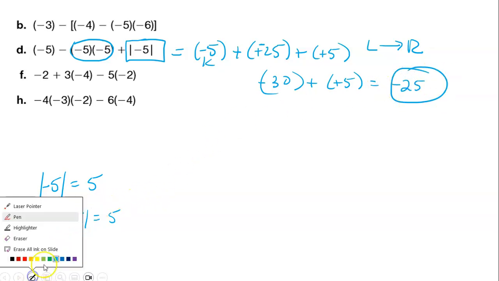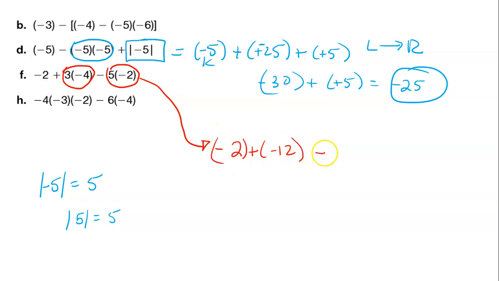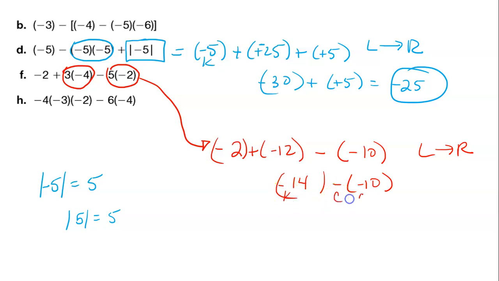Let me pick another color. Okay. So for F, I'm going to need to do these multiplication problems first. So I'm going to pull this down here. Negative 2 plus 3 times negative 4 is negative 12. Minus 5 times negative 2 is negative 10. Now I can go from left to right. Negative 2 plus negative 12 is negative 14. I have a subtraction problem, keep, change, change. So now I have negative 14 plus 10, which is negative 4. I'm going to erase this and we'll do our last one.